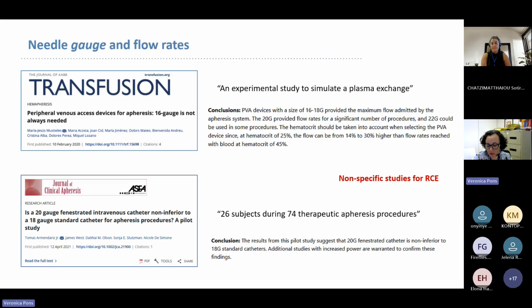The second study, involving 26 patients, found that the use of 20 gauge fenestrated cannula was not inferior to a conventional 18 gauge needle, and there are no specific studies on hemoglobinopathies.